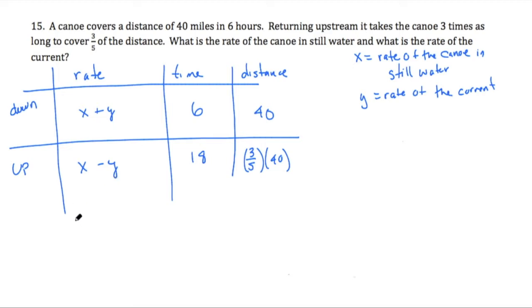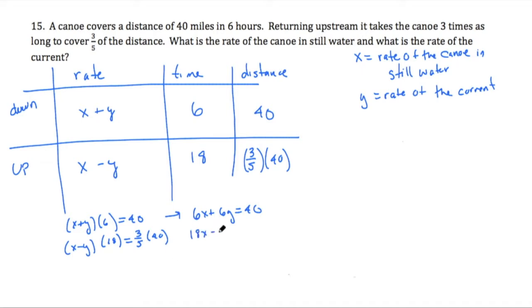So this is going to lead us to our two equations. x plus y times 6 is equal to 40, and x minus y times 18 is going to give us 3/5 of 40. Okay, let's clean both of these equations up a bit. The top equation, we can make 6x plus 6y equals 40. The bottom equation, we can make 18x minus 18y, and 3/5 of 40 is 24.